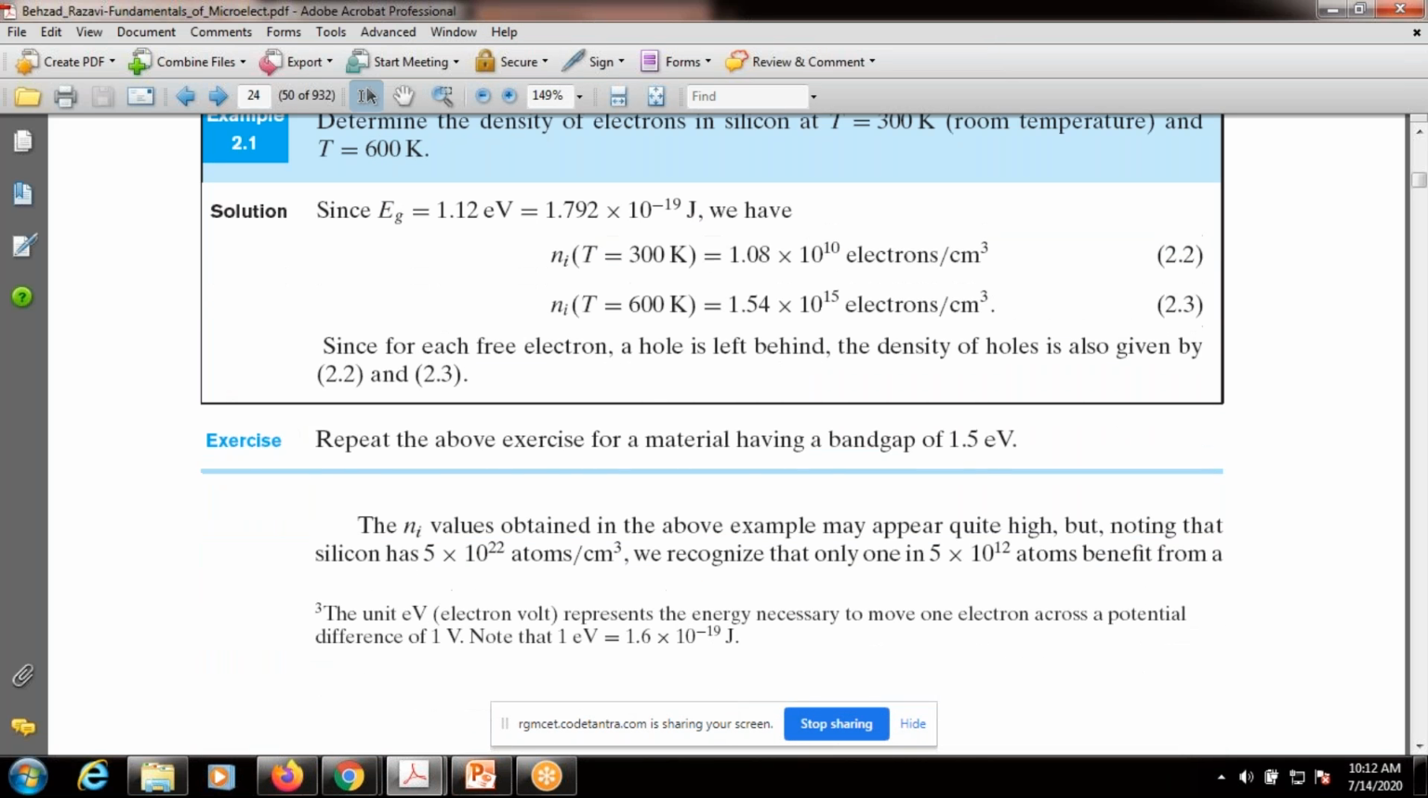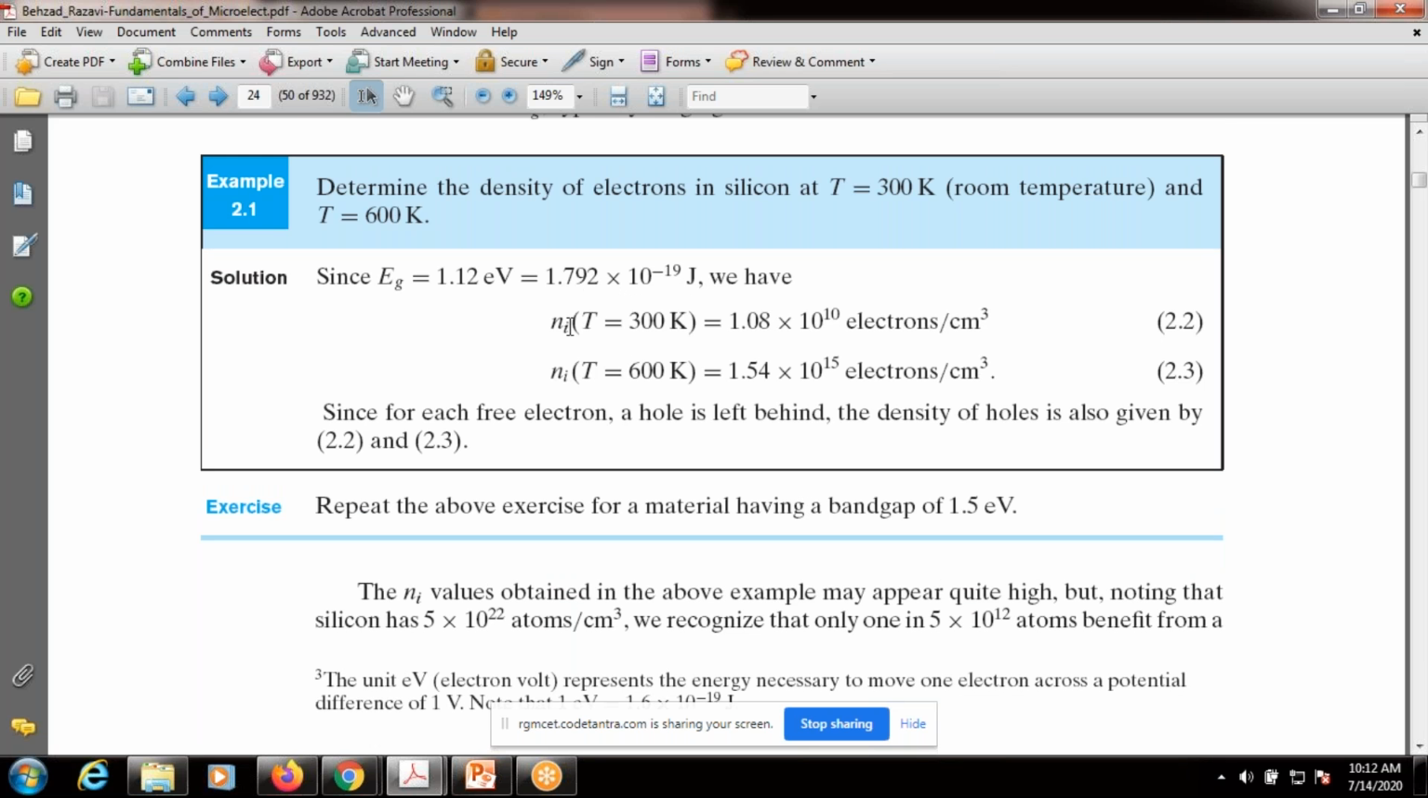And one important point here is that at room temperature, the number of available charge carriers is 1.08 into 10 power 10 electrons per cubic centimeter. Similarly, holes are also the same, 1.08 into 10 power 10 holes per cubic centimeter, at T equal to 600 Kelvin. These are the electrons as well as holes.